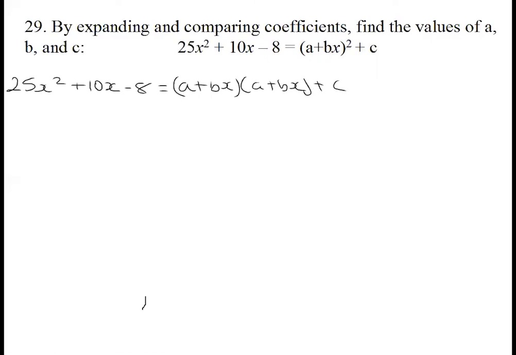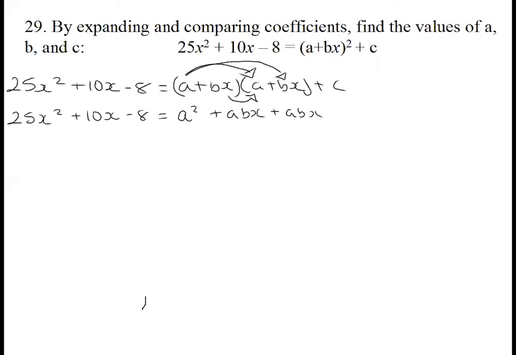We can now expand this. So 25x squared is equal to, so a multiplied by a is a squared. A multiplied by bx is abx. Bx multiplied by a is abx. And bx multiplied by bx is plus b squared x squared. And then we have our plus c. Okay, so now it's time to order these in terms of the coefficients.